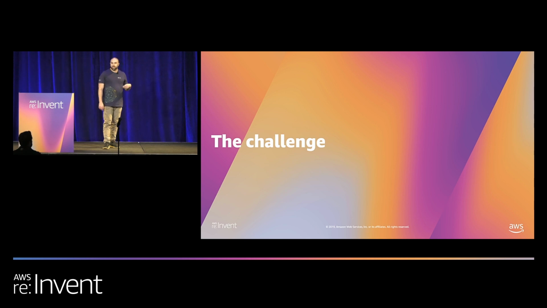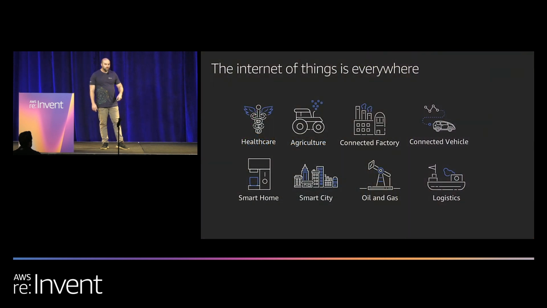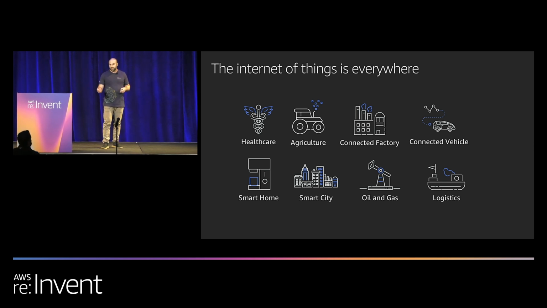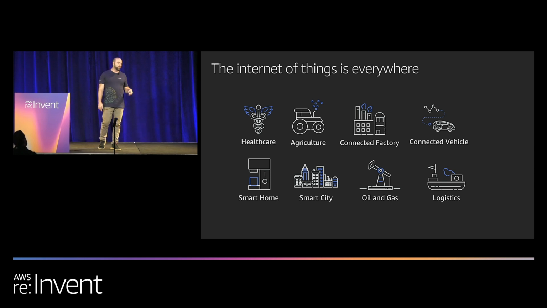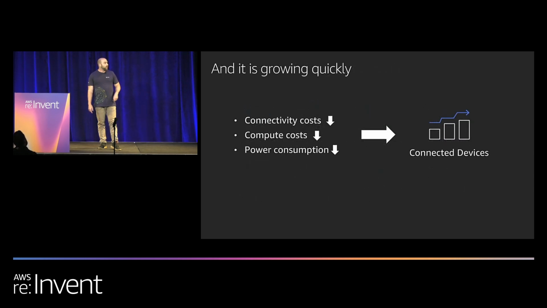So let's kick it off by looking at some of the challenges that customers commonly run into when building IoT applications. The world of IoT is vast and diverse, and IoT actually spans many industries, ranging from healthcare to agriculture, with use cases like precision agriculture and connected combines, connected factories, connected vehicles, smart cities, oil and gas. Pretty much any industry that you can imagine is touched by IoT. And in fact, the world of IoT is continuing to grow bigger and bigger, and this is because the costs of connecting devices are continuing to come down.